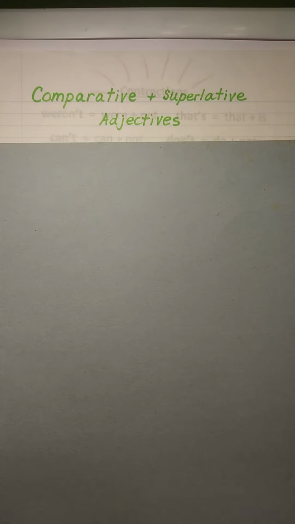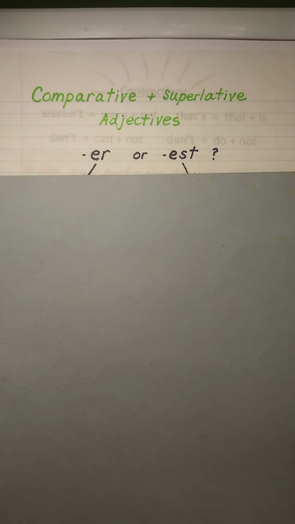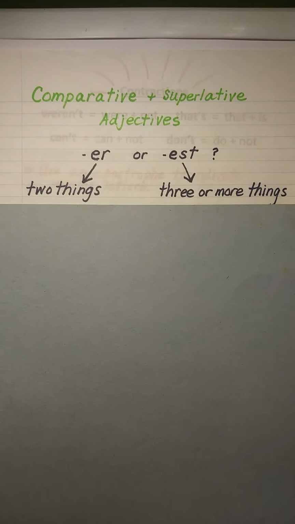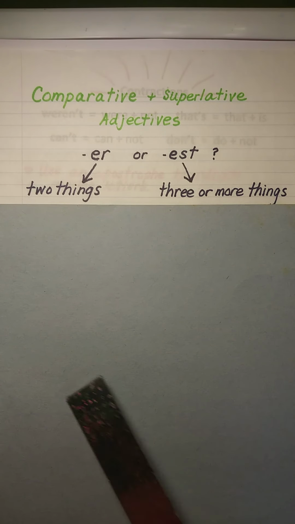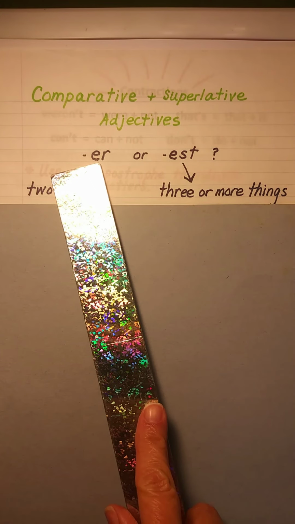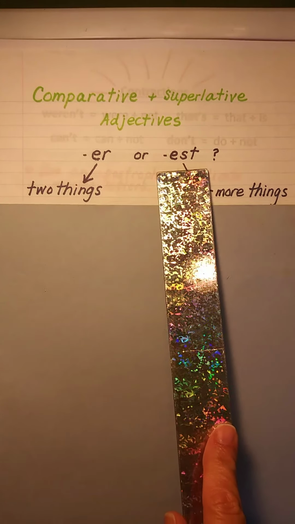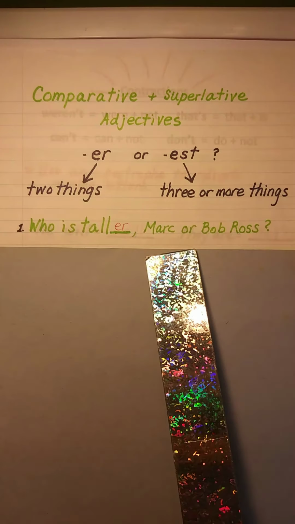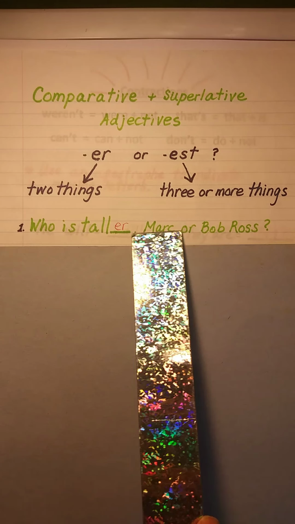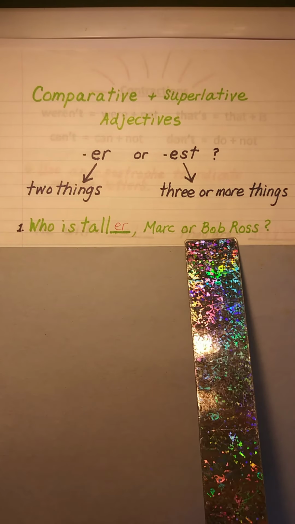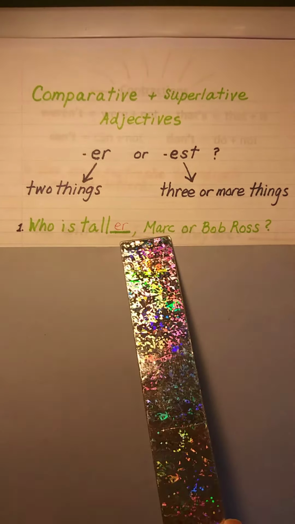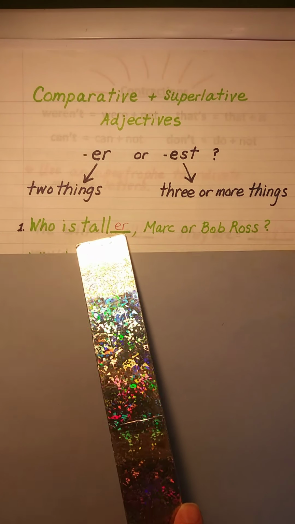Let's go over the comparative and superlative adjectives. Remember, when you're comparing two things, you want to use ER at the end of your adjective. If you're comparing three or more things, you're going to add EST. Okay? Who is taller, Mark or Bob Ross? It's just two things, two people, so we use the ER ending.